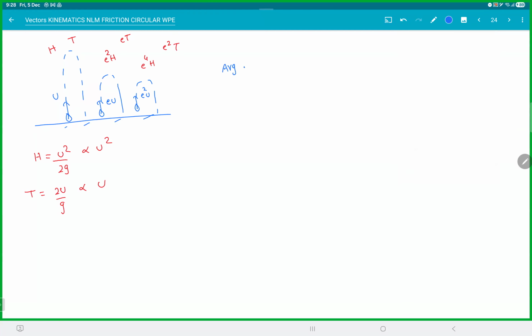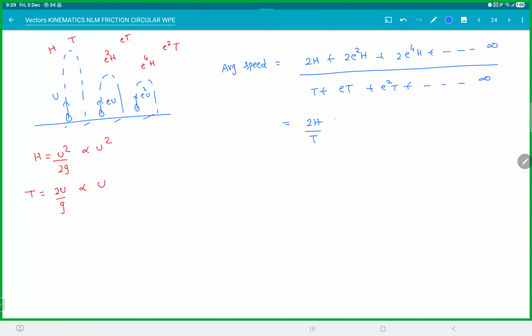The average speed will be total distance by total time. The total distance will be 2 times h, 2 times e square h. Be careful, you're going up and down, so you have to do into 2. Then 2 e power 4 h and so on until infinity. By total time will be T plus eT plus e square T plus so on until infinity. Take out 2h common. Then this will become 1 plus e square plus e power 4 and so on to infinity. I hope you remember, this is an infinite GP sequence.